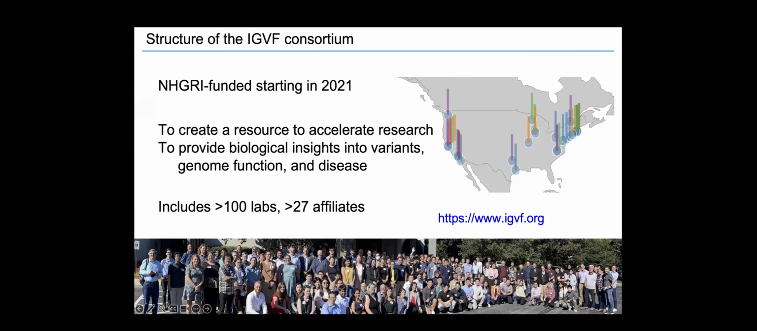So IGVF began in 2021 with overall goals of creating a resource to accelerate genomic variation research throughout the community and to provide insights into variants, genome function, and disease. And IGVF consists of more than 100 funded labs and other affiliates organized around several major activities with extensive collaborations, including relationships with other NHGRI-funded consortia so that our outputs are compatible.